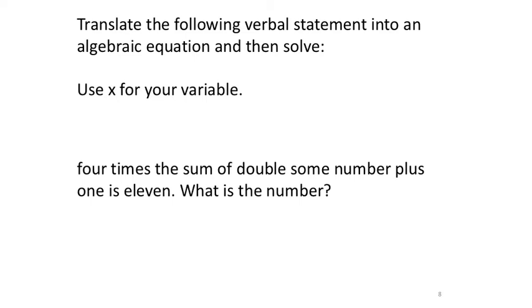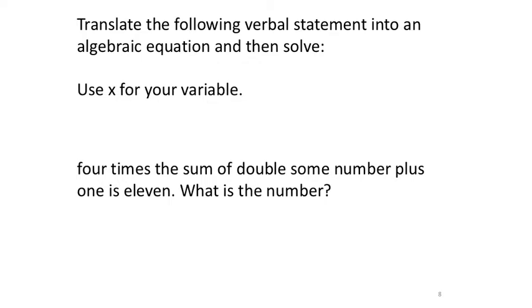11. Same idea, we'll write the equation, then we'll solve for x. We'll force it to use x, no problem. 4 times the sum of double some number plus 1 is 11. What is the number? Okay, well, let's just start out here. It says 4 times the sum of double some number plus 1 is 11.